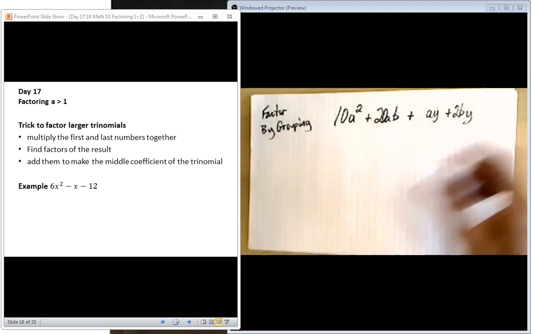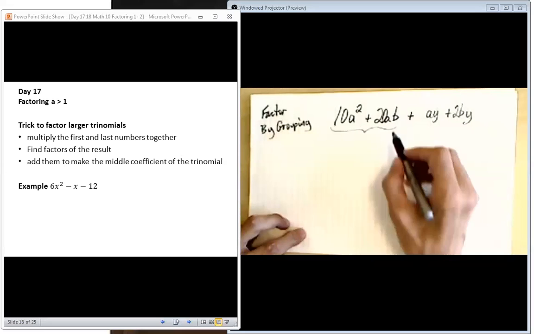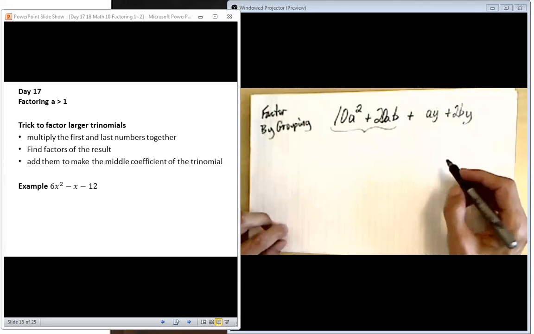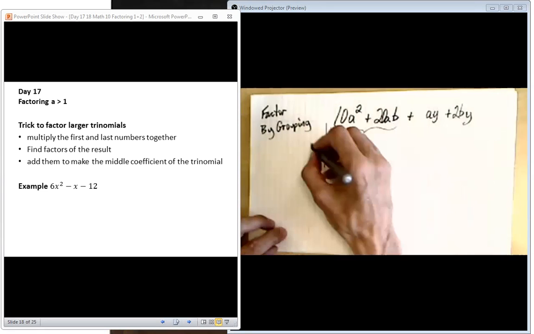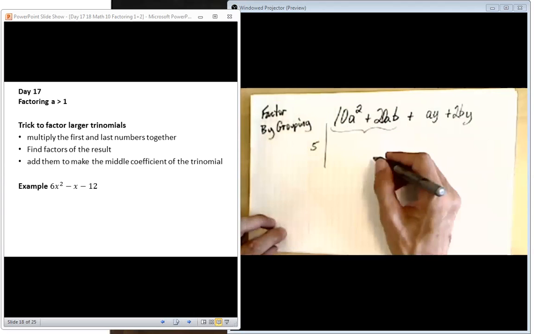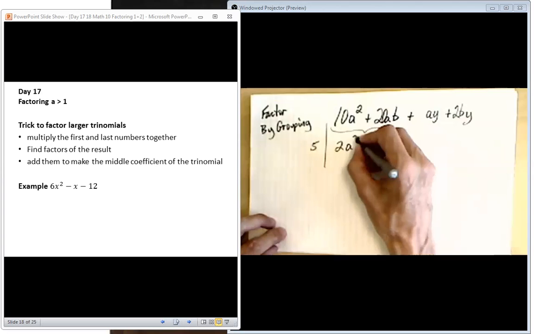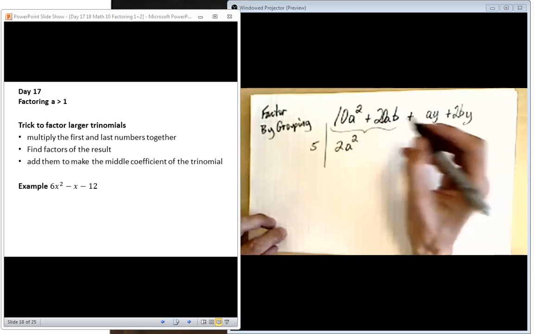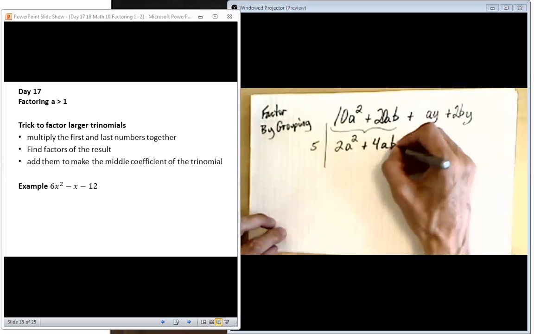So what do we got? We'll do those 2 together. What's the GCF going to be? 5 can work. What does it leave? 2a squared, yeah. Plus 4ab, nice. Right on.